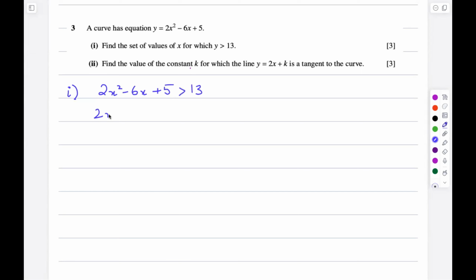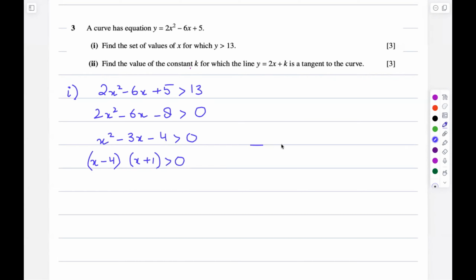Taking 13 to the left-hand side, so that will be plus 5 minus 13. So 5 minus 13 will become a minus 8, greater than 0. Simplifying this, we'll get x squared minus 3x minus 4 greater than 0. Factorizing this will become (x minus 4)(x plus 1) greater than 0.